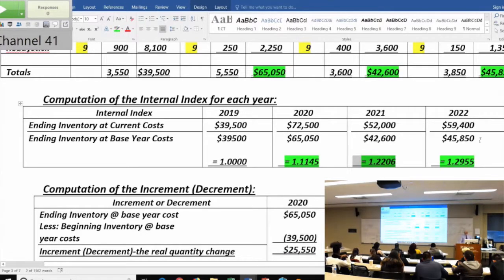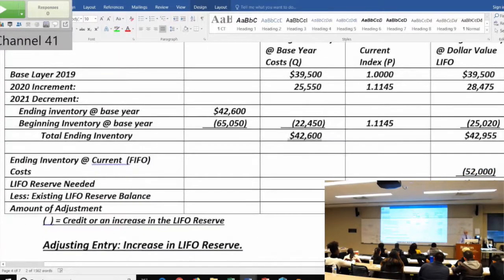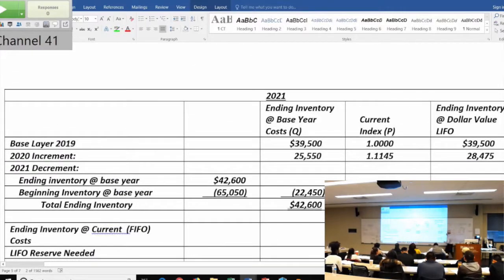Right. Now we do have an increment in 2022, so let's just do that. By the way, a very important point is that if this is your dollar value LIFO now, 42,955 is dollar value LIFO. The current cost, FIFO, is 52. That's the target balance. Target balance is 9,045. Hold on a second, let me move this up so you can see it better.